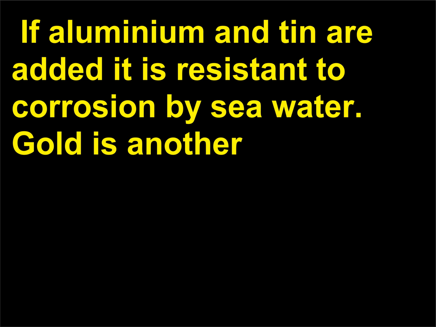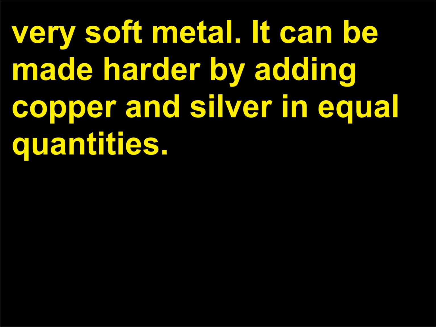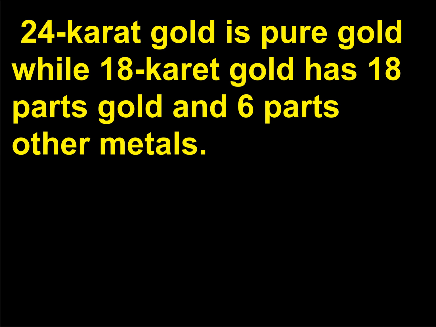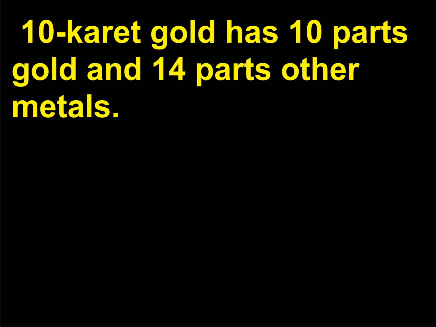Gold is another very soft metal. It can be made harder by adding copper and silver in equal quantities. Gold alloys are measured in carats. 24-karat gold is pure gold, while 18-karat gold has 18 parts gold and 6 parts other metals. 10-karat gold has 10 parts gold and 14 parts other metals.